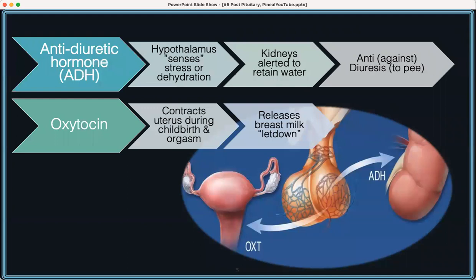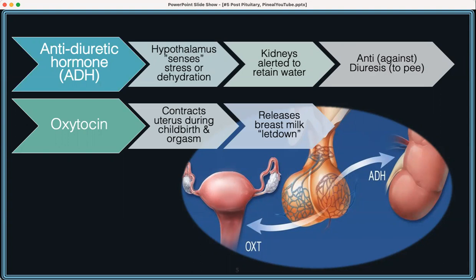So anti-diuretic hormone is responsible for keeping you from getting too dehydrated. So it senses dehydration. It also senses stress. So the body figures that if you're stressed, like a car accident, you may be losing blood. So the kidneys will retain water and the renal tubules will actually reabsorb water. So anti-diuretic hormone: anti means against, and diuresis means to pee.